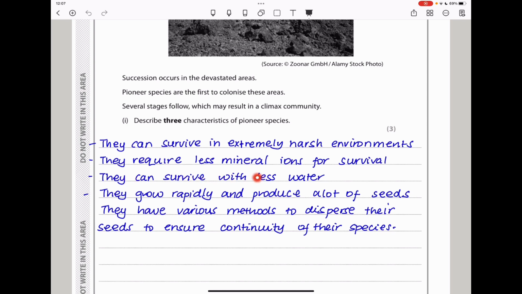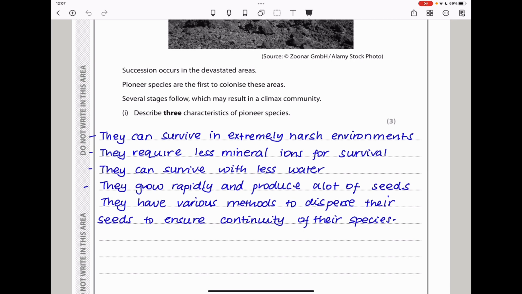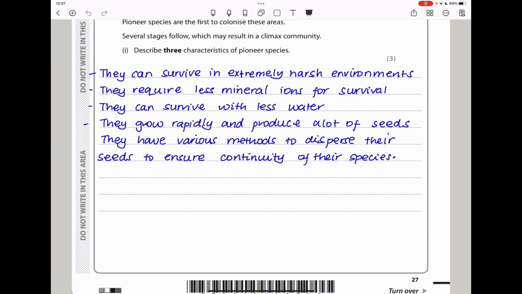They can survive with less water, that is also okay. They grow rapidly and produce a lot of seeds. These seeds that are produced are going to be dispersed in various ways. So also these pioneer species have various dispersal methods so that they ensure that their species is going to be continued over generations even among these harsh conditions. So they should have some of these characteristics.